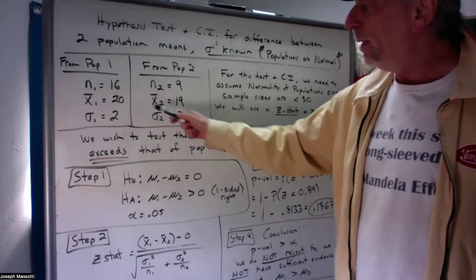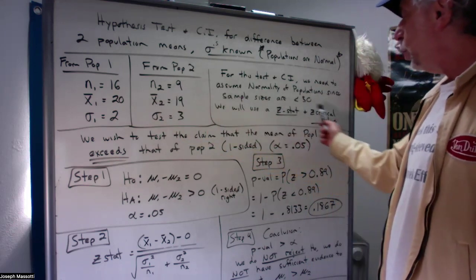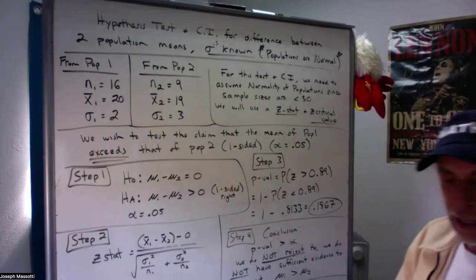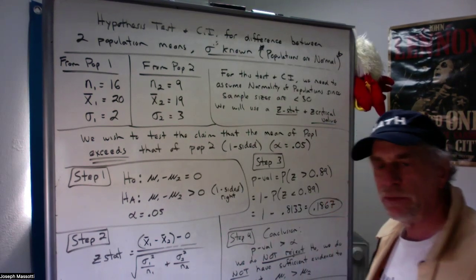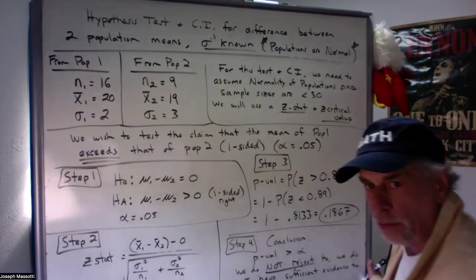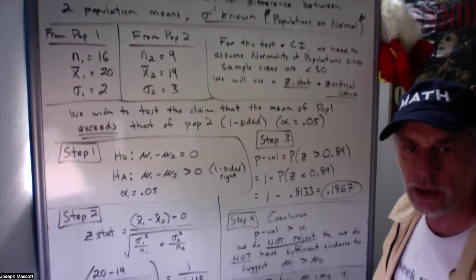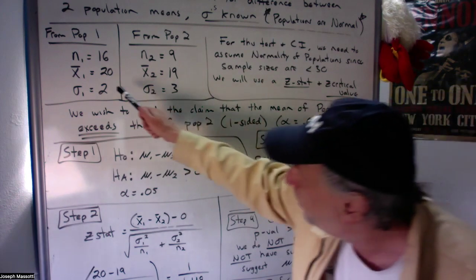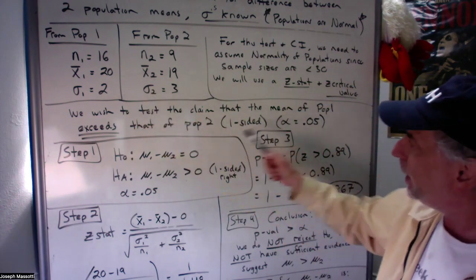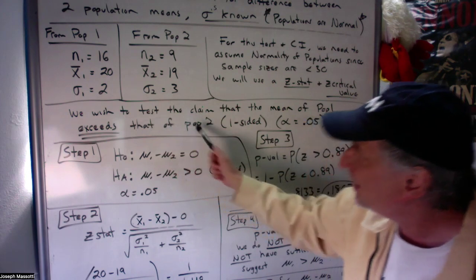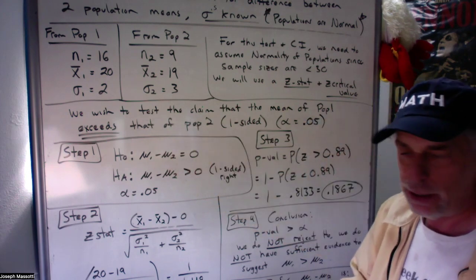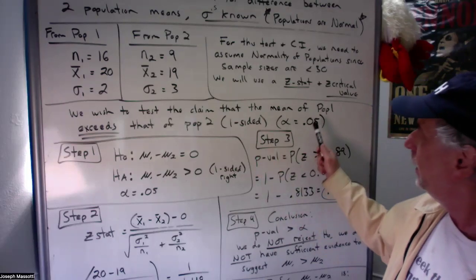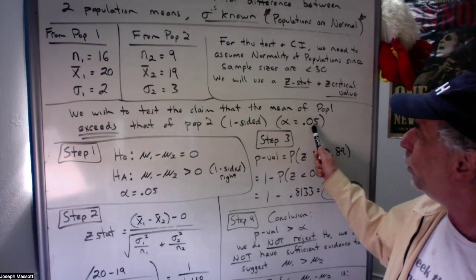We know the population standard deviations, so we're going to be using Z statistics for our hypothesis test and a Z critical value when we form a confidence interval. All right, and we wish to test the claim that the unknown mean of population 1 exceeds, or is greater than, that of population 2. So this is a one-sided test, and we're given an alpha level of 0.05.